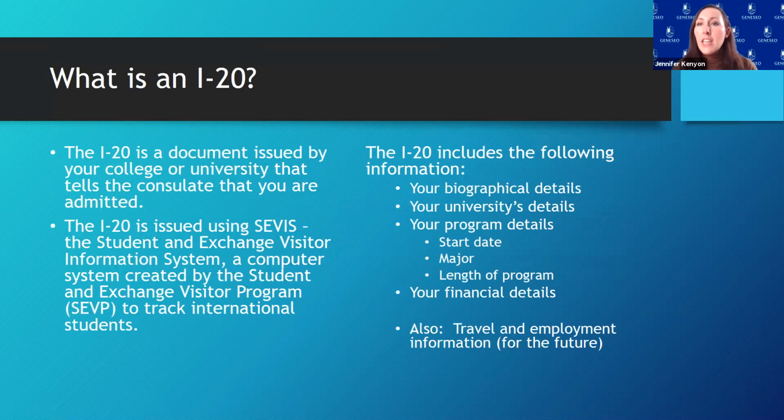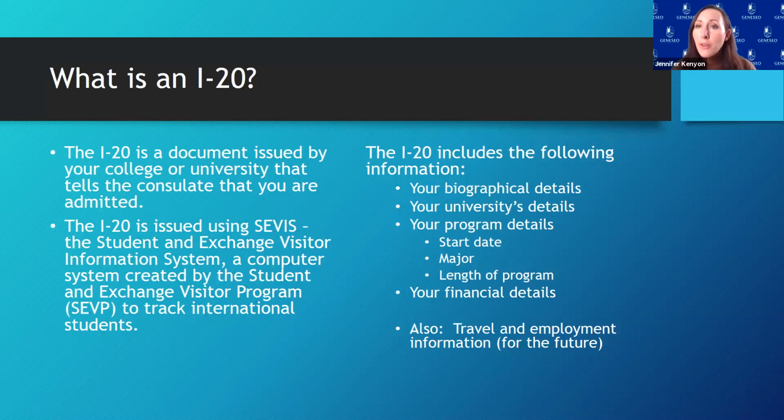So what is an I-20? An I-20 is a document that a college issues to you that tells the consulate that you have been admitted to our college and that we want you to attend. This I-20 is required when you apply for an F1 student visa. The I-20 is issued using SEVIS, which stands for the Student Exchange Visitor Information System, and that's the computer system that we use that's controlled by the Student Exchange Visitor Program to track international students that are coming to the United States.